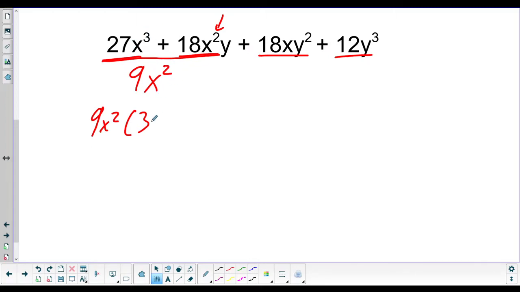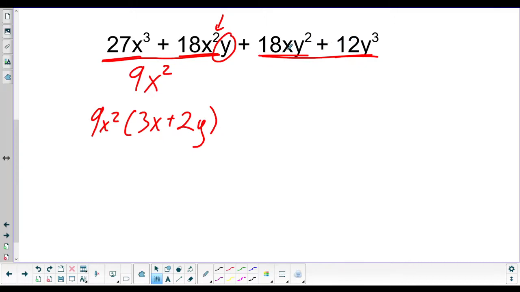We're taking 2 out, so there's 1 left. 9 goes into 18 2 times. There were 2 x's. We took them out, so they're gone, but we still have this y left over. So put the y down. All right, we're done with the first 2 terms. Look at the second 2. What do these have in common?